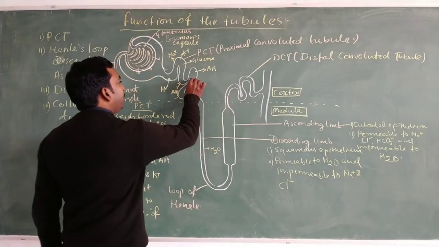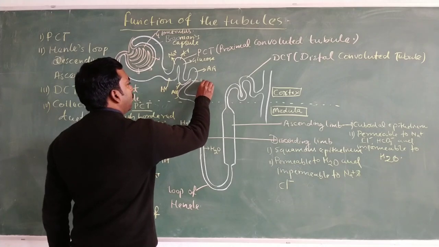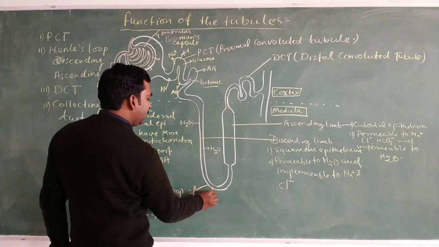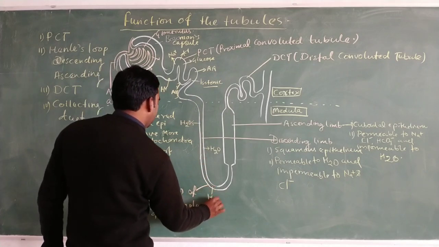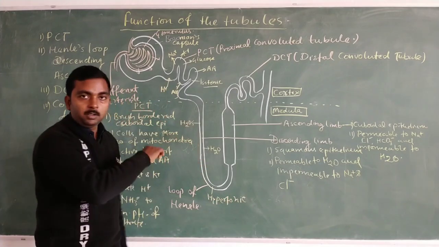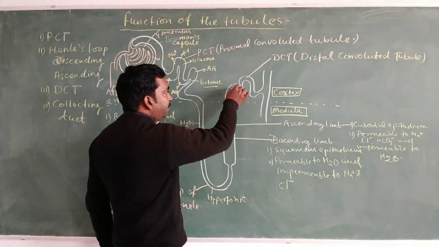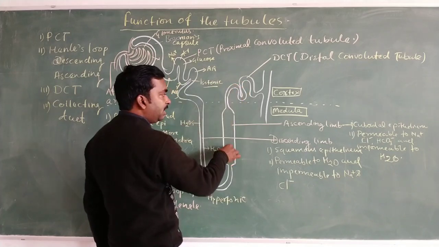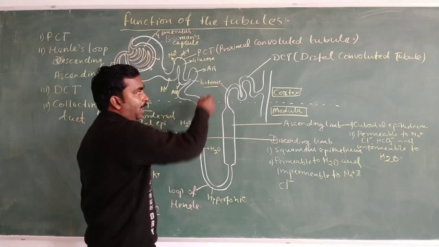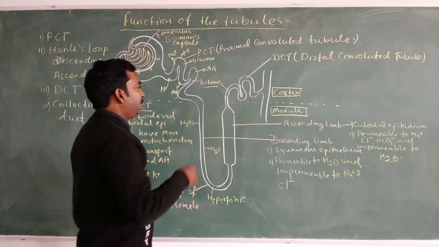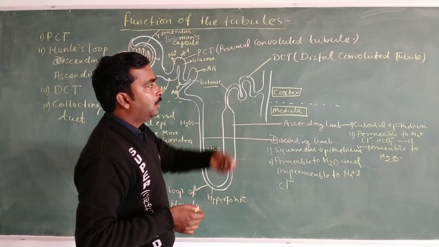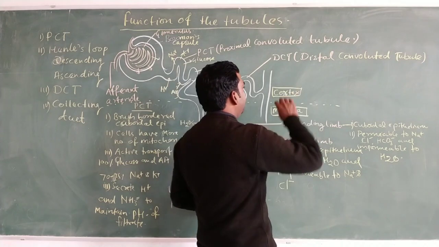It means here the filtrate is isotonic, and when this filtrate comes here, it becomes hypertonic due to loss of water, and when it passes again from the ascending limb to the DCT region, it again becomes isotonic. Then after the ascending limb, it goes into the transfer to the DCT.